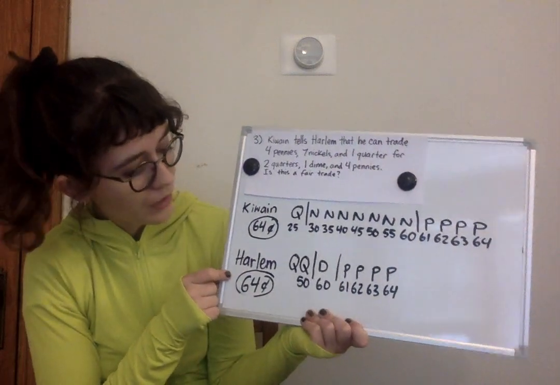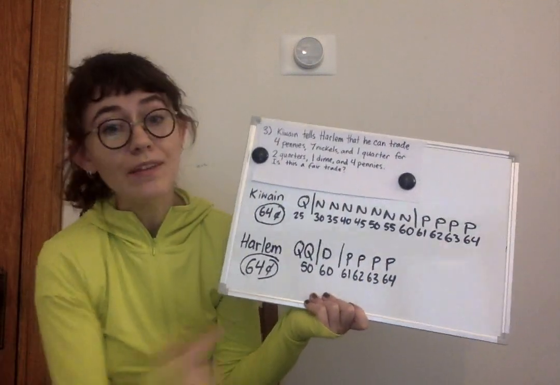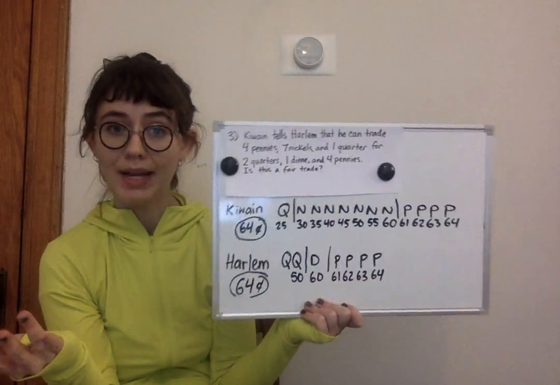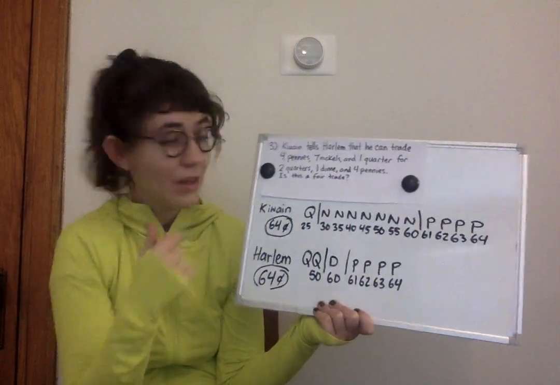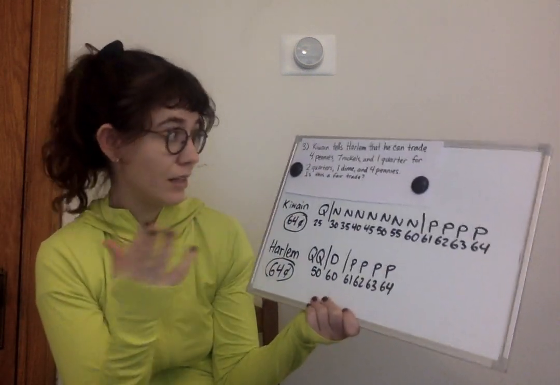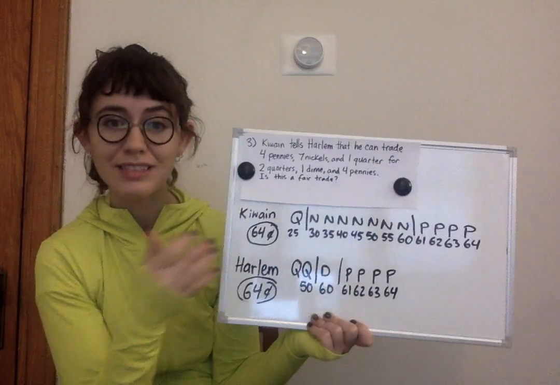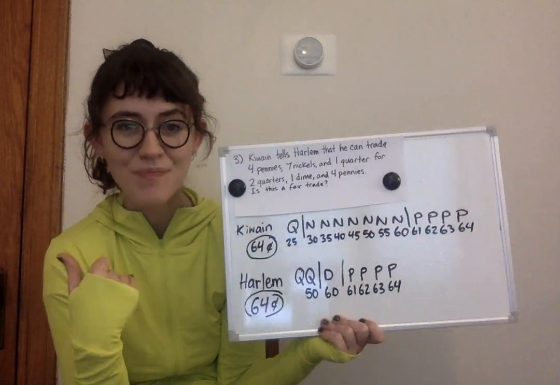Harlem had 2 quarters, 1 dime, and 4 pennies. But it turned out that even though that was less coins, it was worth the same amount of money. So what I would say is yes, it is a fair trade. You guys might have solved it a little bit differently, but the most important thing is that you got that they had the same amount of money, which was 64 cents.